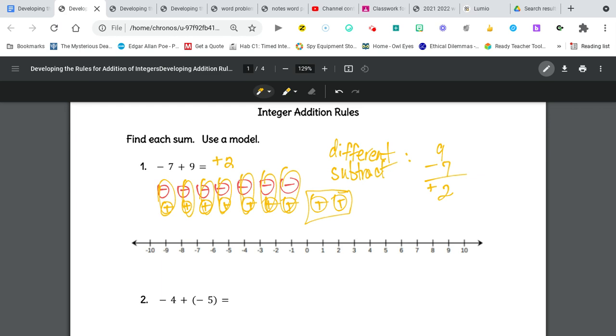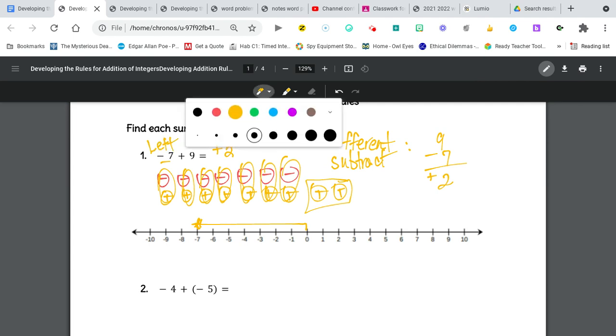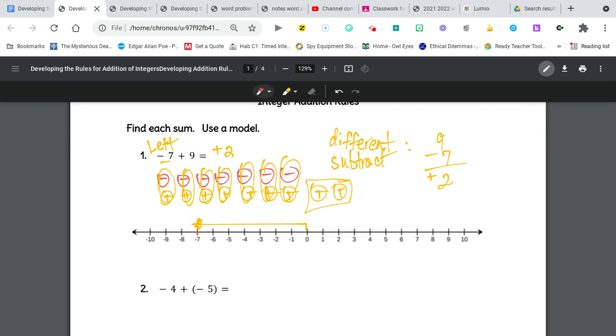Okay. If you use a number line, start at 0, go to negative 7. So this goes to the left. And then to add 9, it goes 9 to the right: 1, 2, 3, 4, 5, 6, 7, 8, 9. It puts you at positive 2.